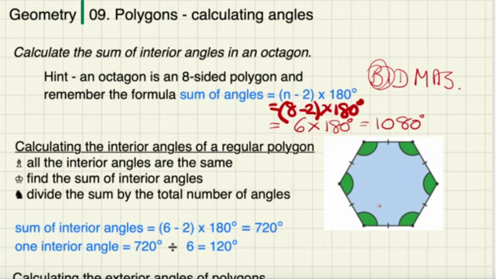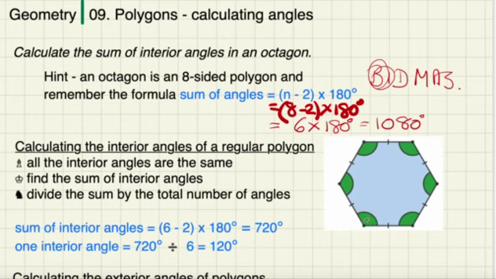But the question we want to answer is, what is the value of one of these angles? Now, because all these angles are the same value, and there are 6 angles, 1, 2, 3, 4, 5, 6 angles, then all we have to do is to divide this by 6. And when you do this, you get a value of 120. So each of these is 120.